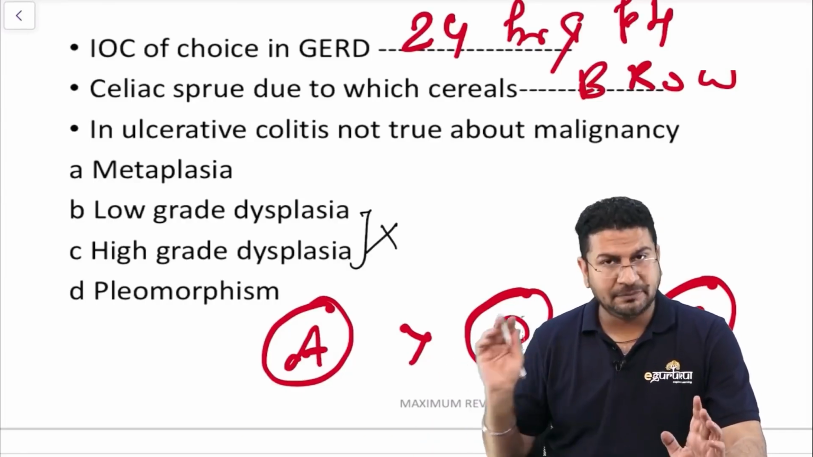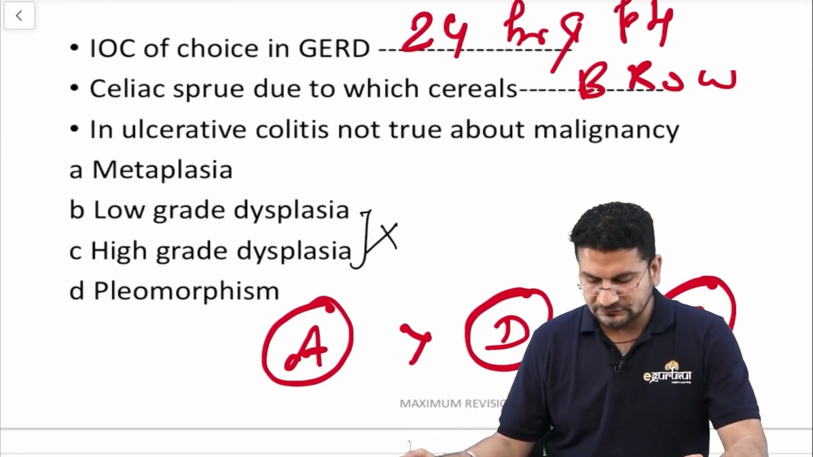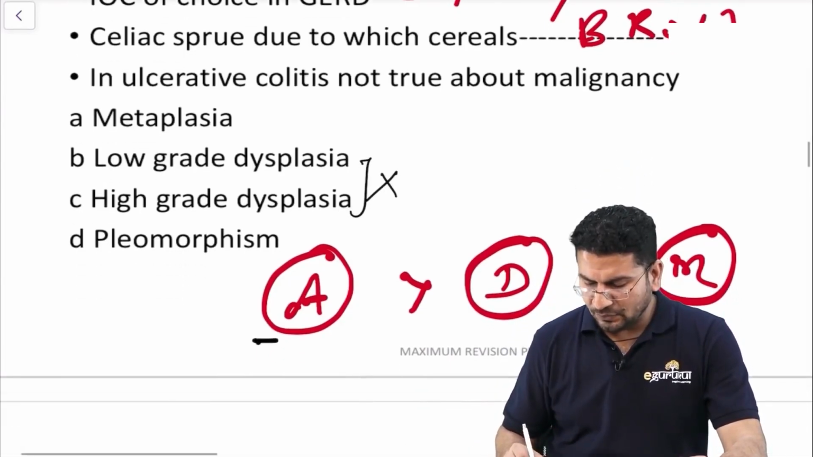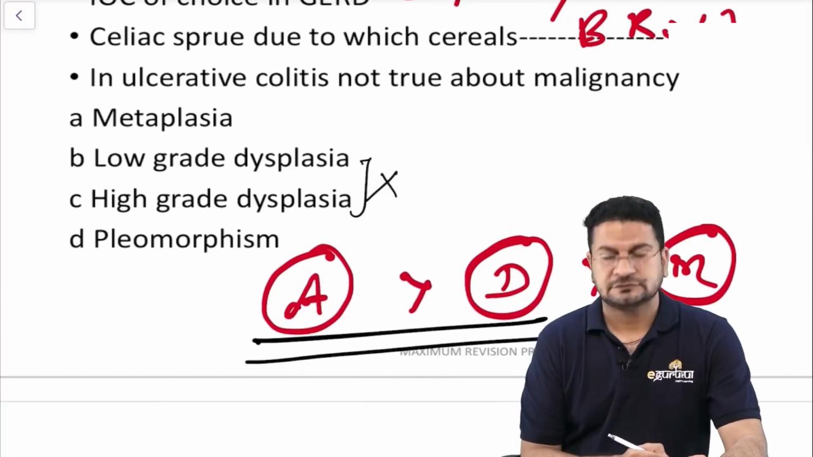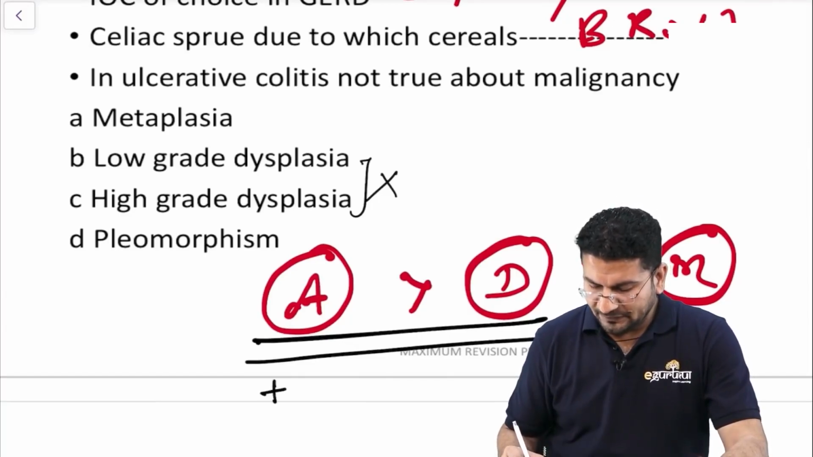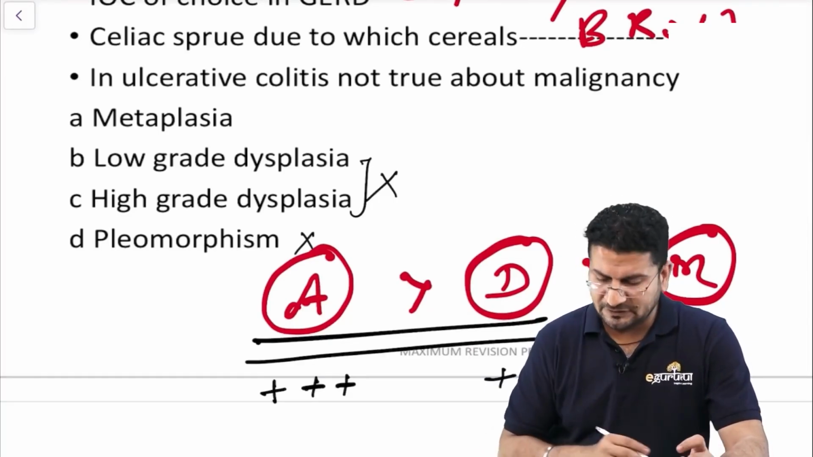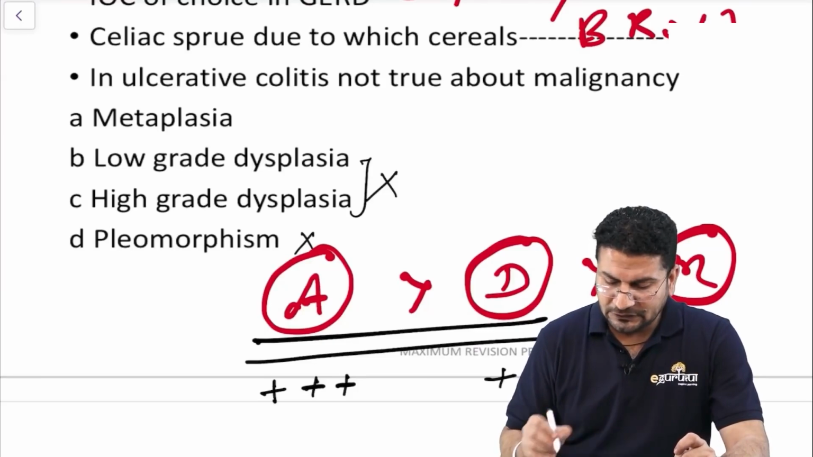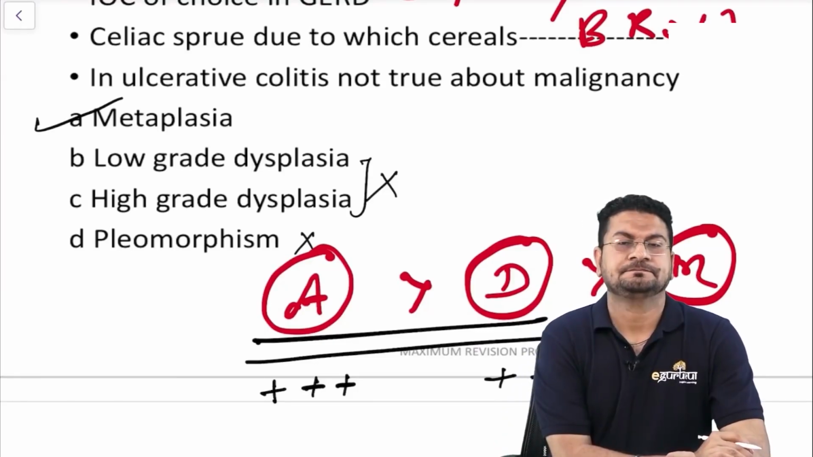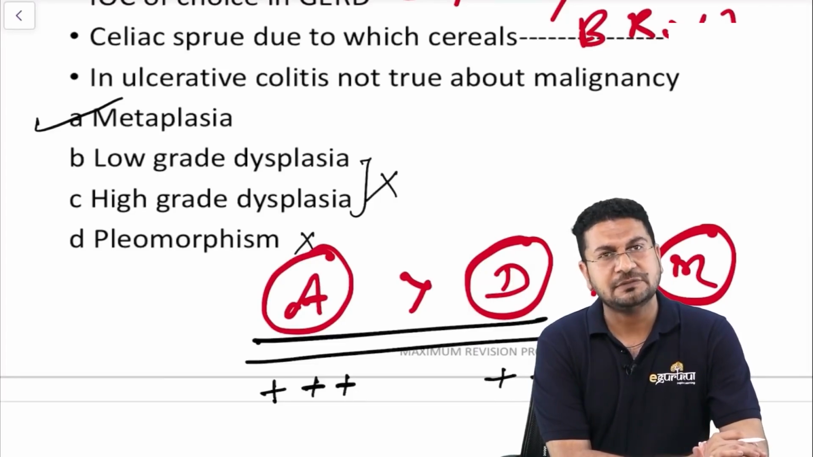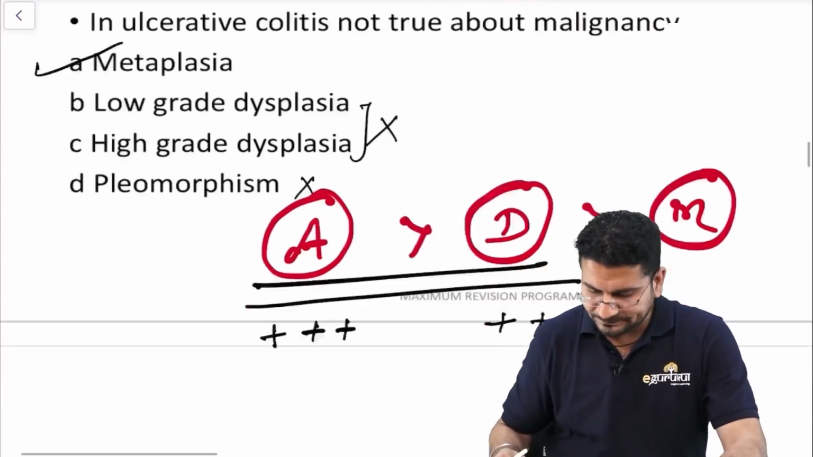Then metaplasia, so they are ruled out. Pleomorphism is seen in both anaplasia and dysplasia. If I say pleomorphism is +3 there, here pleomorphism is +2. That is the difference. So pleomorphism is a feature of anaplasia and dysplasia. So understand this, not true is metaplasia. Clear? So this is how we solve the question. More dangerous are anaplasia and dysplasia, and pleomorphism is a feature of both.